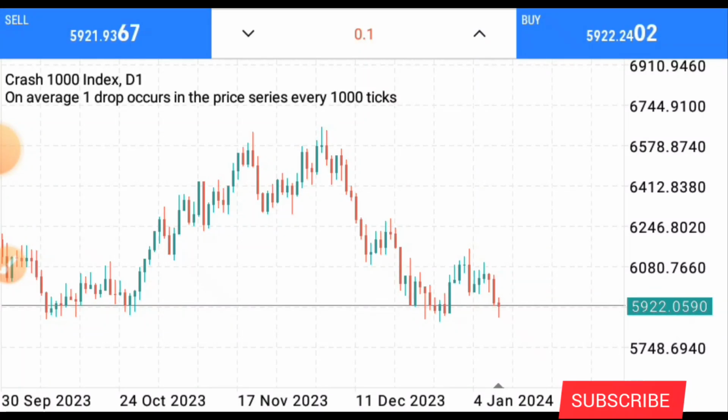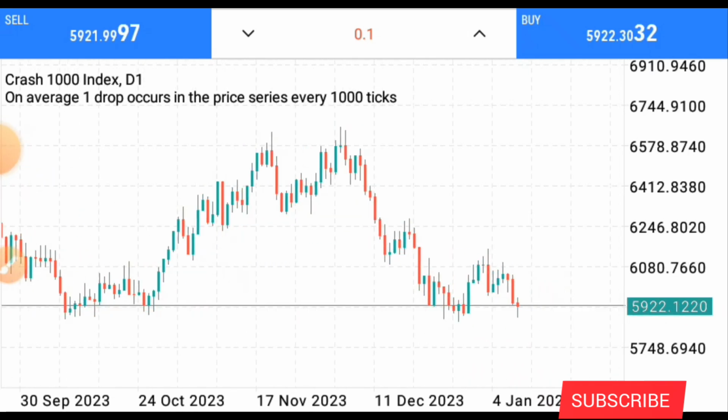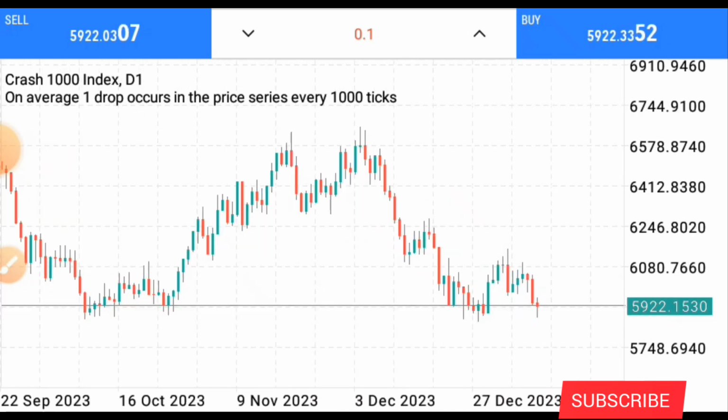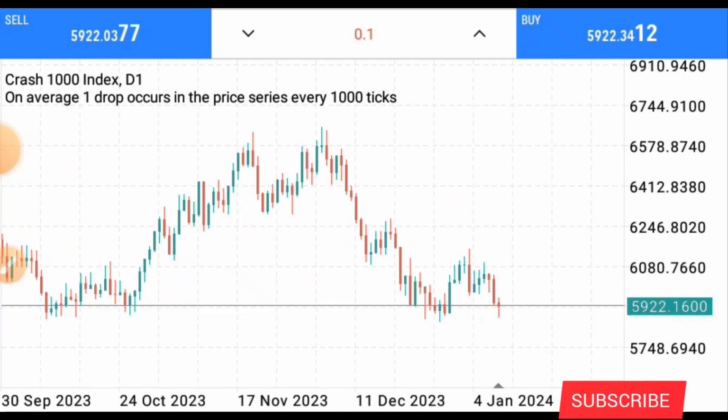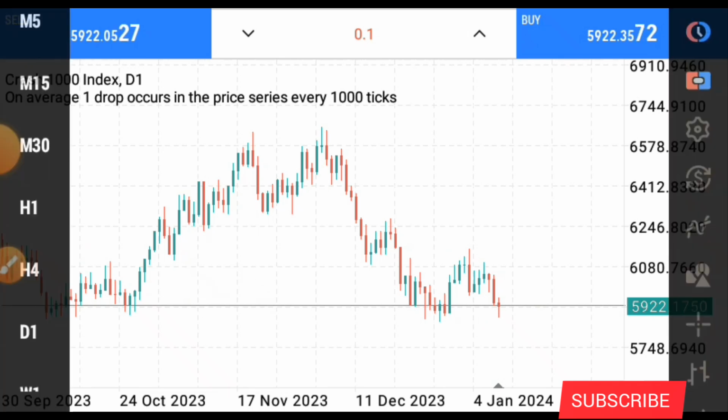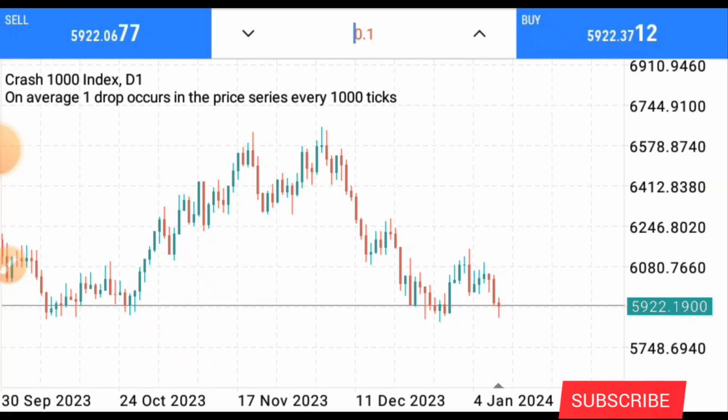In today's video, I'll be doing a quick analysis on the boom and crash market. Alright, so currently we are in Crash 1000. Now this is what I do. I'll first of all try to identify the trend of the market. Here on Crash 1000 right now, I can see a downtrend, and that is what I will try to identify.